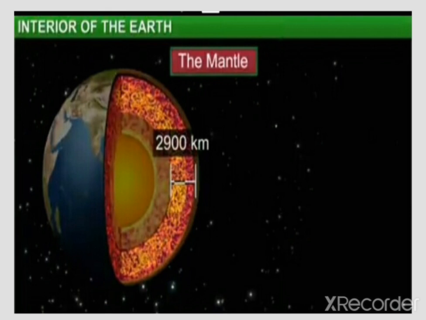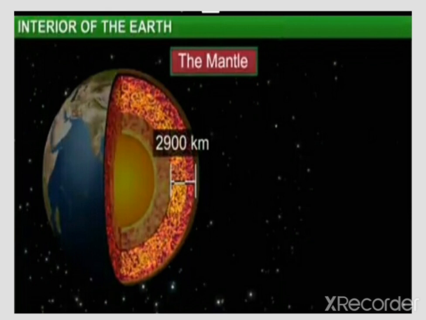Got it? And this layer extends to the depth of 2870 kilometers. And the density of the material in the upper mantle layer is 4.5 gram per centimeter cubed. How much? 4.5 gram per centimeter cubed.